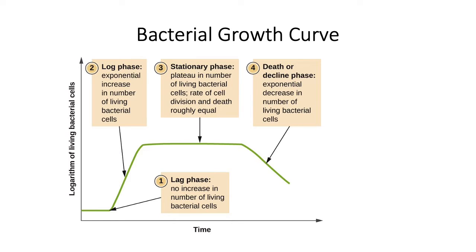And eventually, if you don't do anything to that culture, the food will run out. There are just too many waste products around, so cells start dying. This is a little bit of a mirror image to the log phase: the death or decline phase. It's an exponential decrease in the number of living bacterial cells.